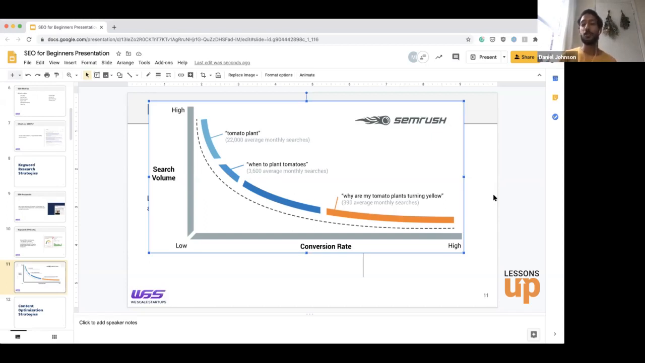Long tail keywords are essentially just high intent. They often have very low monthly searches purely because they are very long and it requires lots of different matches in order for it to work.